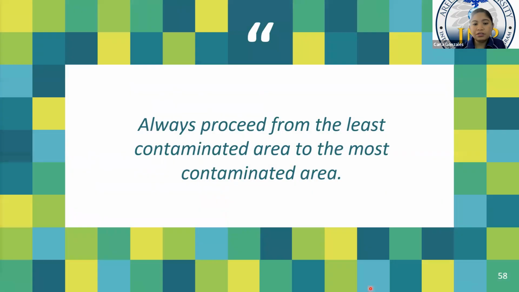Always proceed from the least contaminated area to the most contaminated area. For example, you are doing a bed bath, and of course, part of that would be to provide perineal care. Do not assume that you need to do it for your patient. What you can do is ask the patient. For example, it's a female patient: "Ma'am, we also need to wash the perineal area, your pubic area. Would you like to do it, or would you need assistance?" So you ask the patient first.